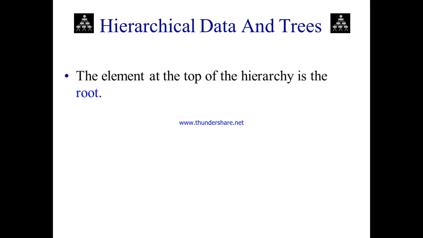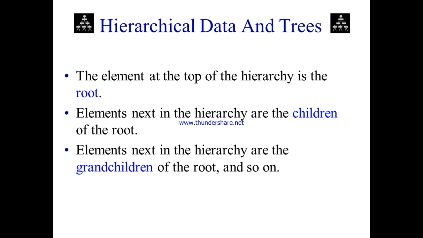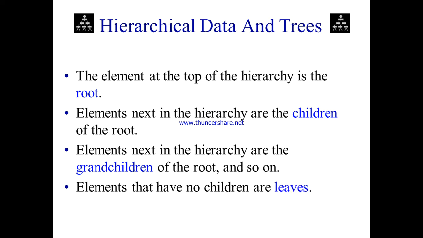So now you can see the main parts of hierarchical data. What you will be having? The element at the top of the hierarchy is a root. Then you will be having children. From the root, the next level we are going to call children of the root. Then from the children, the next level is said to be grandchildren of the root, and so on. Great grandchildren, like this, descendants. You are going to have a number of levels. And the last level, where you do not have any children, are said to be leaves in the tree.